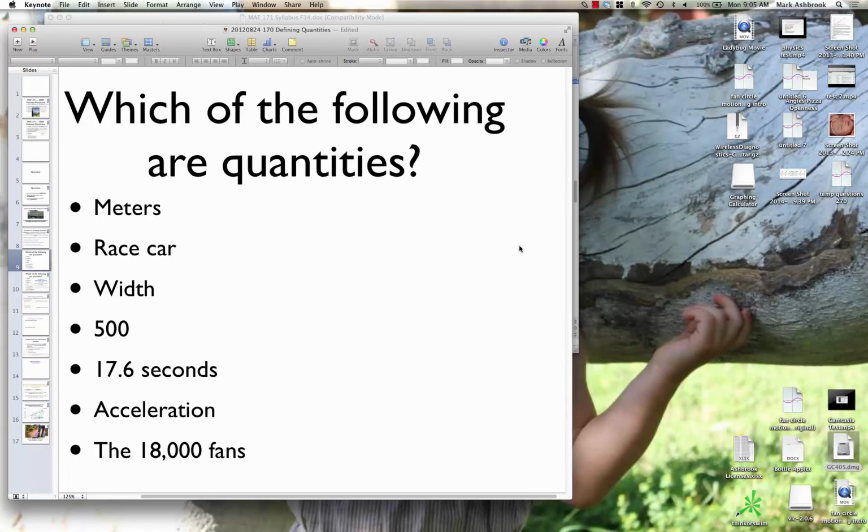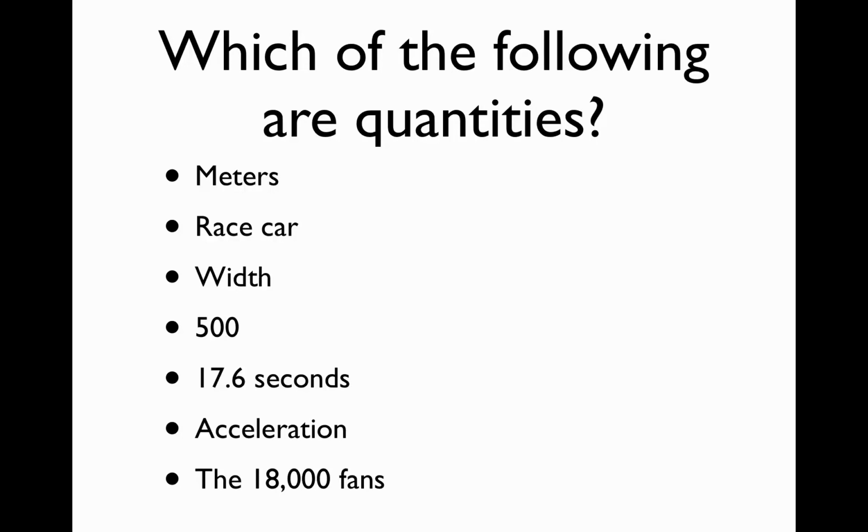Okay, let's get started. So how do we do on this? Which of the following are quantities? Okay, so I'll tell you that two of those are quantities. Did you pick two? If you picked one or more than two, you made an error somewhere. There's two quantities here.